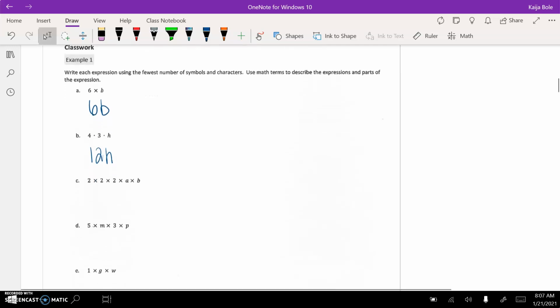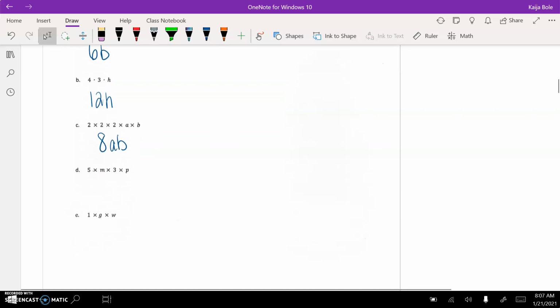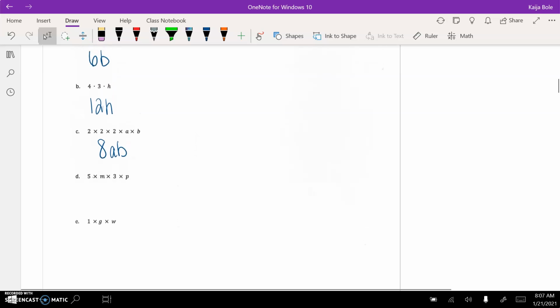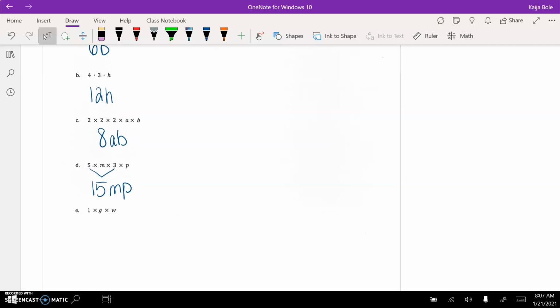Okay. Part C, so I have 2 times 2 is 4. 4 times 2 is 8. And then a, b. And then in the next one, so my numbers are separated. They have a letter in between. That's okay. I'm still going to multiply 5 times 3, which is 15. And then my m and p. And then my last one, we don't have to put the 1, we can just put gw. If there's no number in front of the letter, it's always just kind of assumed that it's a 1, okay?